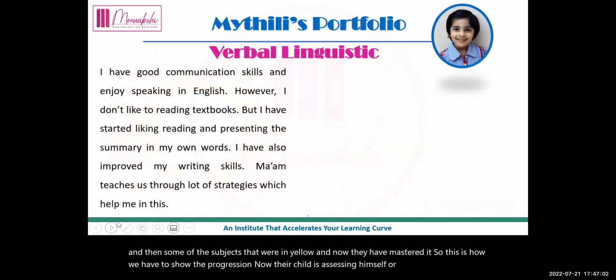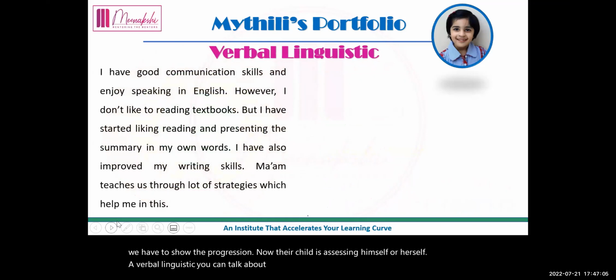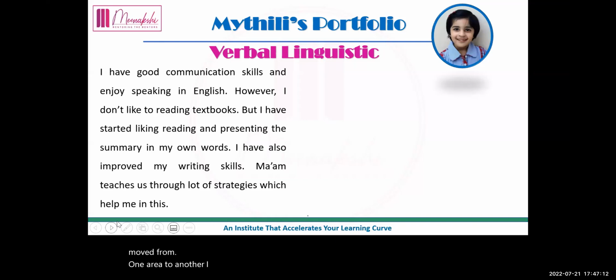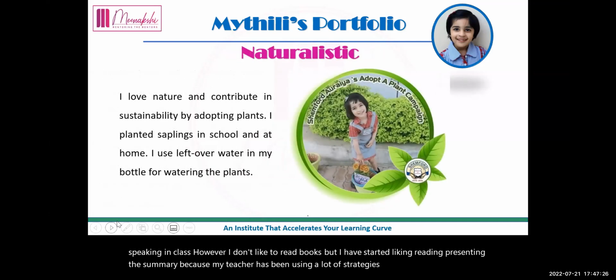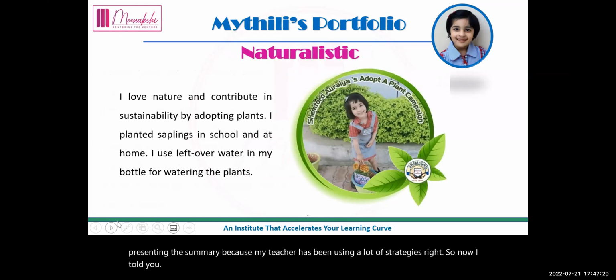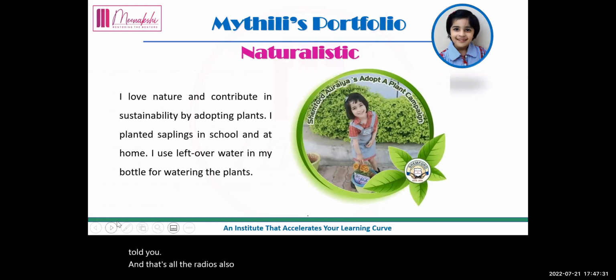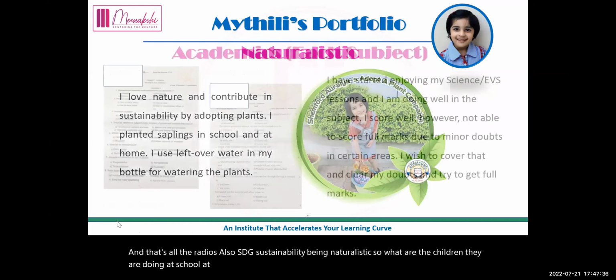Now, verbal linguistic: you can talk about how the children have moved from one area to another. This child has clearly mentioned, I have good communication skills. I enjoy speaking in class. However, I don't like to read books, but I have started liking reading and presenting the summary, because my teacher has been using a lot of strategies. Now I told you, attach other areas also: SDGs, sustainability, being naturalistic. What are the children doing at school, at home? Children can add that also.